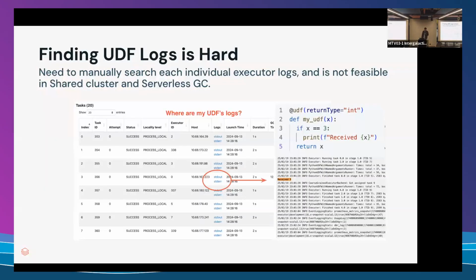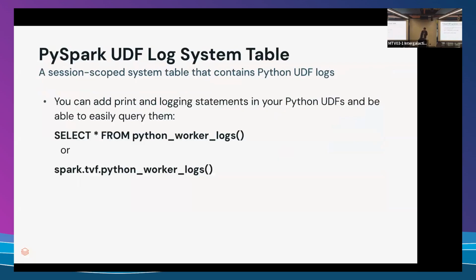Another topic is Python debugging, which is really painful. People typically do print statements in the Python UDF for debugging, and then you need to search the standard out to find the log of your print statement. It's really painful because there are so many items in the standard out. So from Spark 4.1, we introduce a session-based system table containing the Python UDF log. You can just do select star from the Python worker log, and you can get all the information from the print statements in the Python UDF. It's really useful for debugging and troubleshooting.